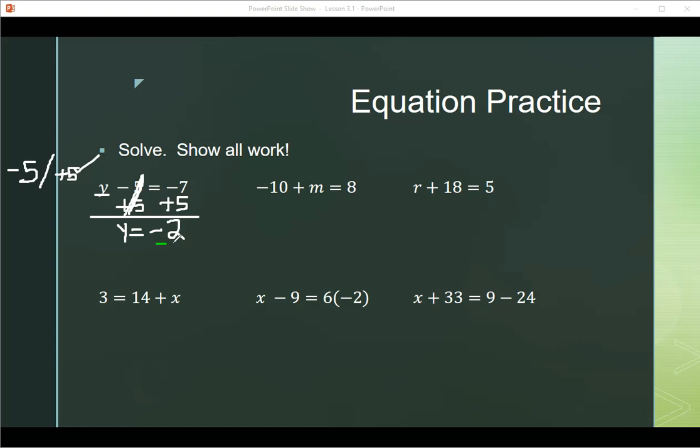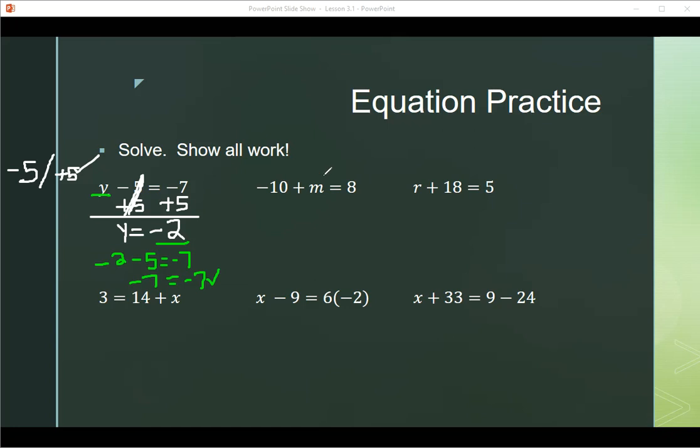So I'm going to take that negative 2 and I'm going to substitute it back in where that y is. So it would say negative 2 minus 5 is equal to negative 7. So negative 2 plus a negative 5 is negative 7. So you'll notice on both sides of the equal sign I have the same thing. So it checked, I did it correctly, and that is the right answer. And you can check each and every problem to make sure that you get it correct.